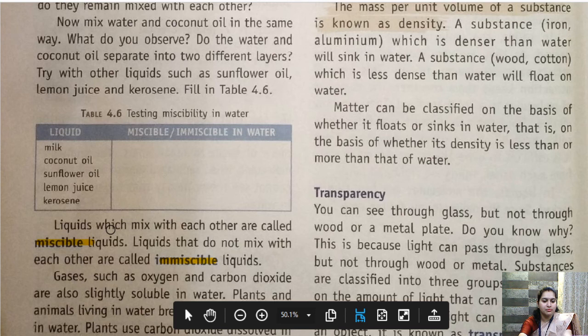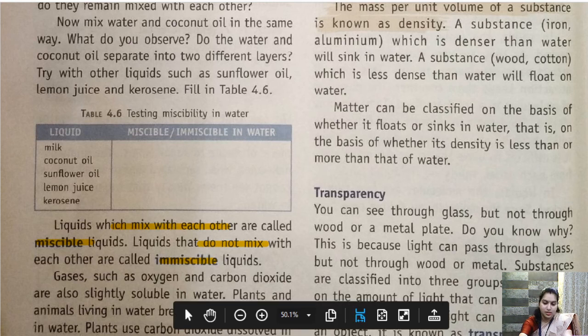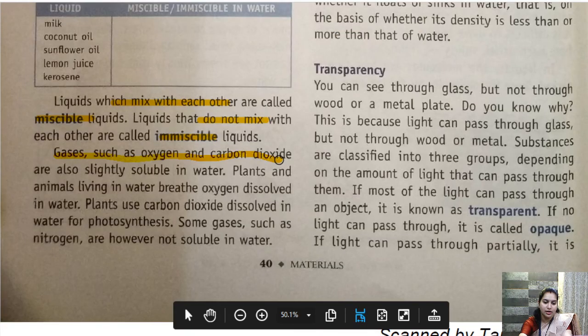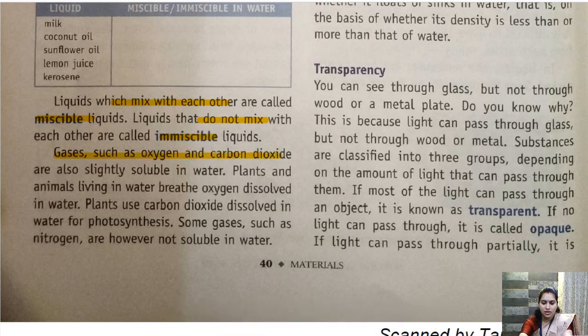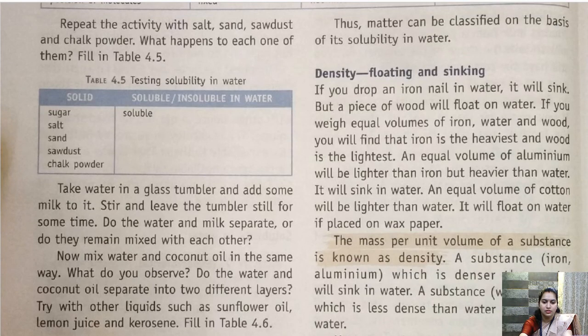Miscible जो कि mix हो जाता है, that which mixes with each other is miscible. That which does not mix with each other is immiscible. So examples of miscible are salt in water, sugar in water, these are miscible. Whereas oil in water, sand in water, they are immiscible. Got it? Even all gases such as oxygen, carbon dioxide are also soluble in water. Okay. So this we will study, don't worry, we will go one by one with these lines. Okay. Then we have talked about density, that is floating and sinking.